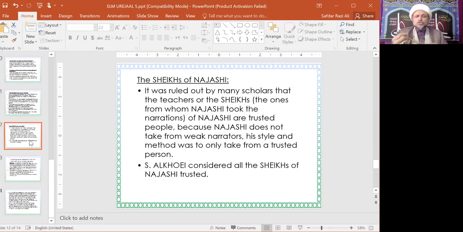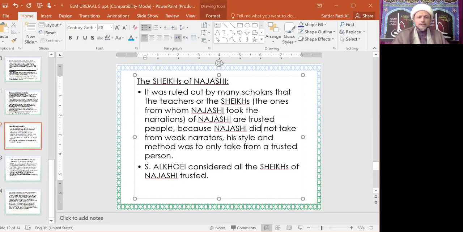And then we have the shuyukhs of Najashi, the teachers of Najashi. It was ruled by many scholars that the teachers of Najashi are trusted, the ones from whom Najashi took narrations. He used to take narrations from trusted people, because Najashi, rahmatullah alayhi, did not take from weak narrators. His style and method was to only take from trusted persons. Sayyid al-Khou'i considered the shuyukhs of Najashi trusted.